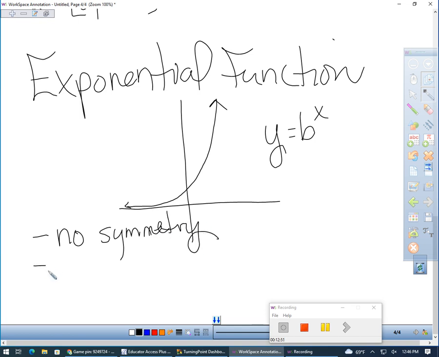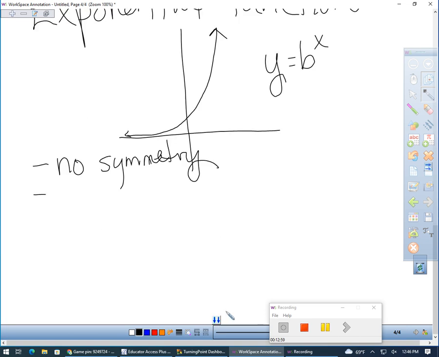Okay? However, it is approaching the x-axis. So what is that called? It has a horizontal asymptote. There is a horizontal asymptote at y equals 0.